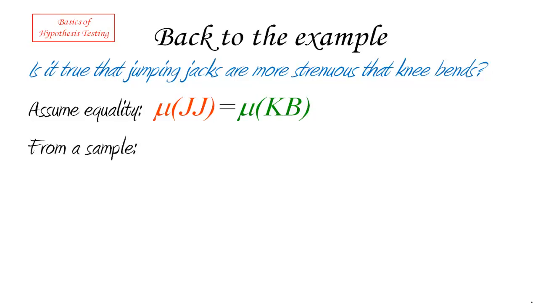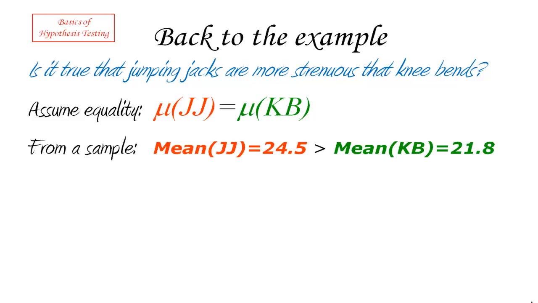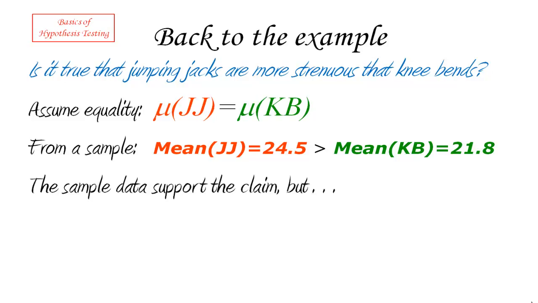Then we're going to collect a sample. Let's say we collected a sample and we found these pieces of information. We find that in the sample that did jumping jacks, the mean heart rate was 24.5. In the sample that did the knee bends, the mean heart rate was 21.8. We can see that in the sample, the mean heart rate for the jumping jack is indeed higher than the one for knee bends. So the sample data support the claim that in fact jumping jacks are more strenuous, so they go against the assumption of equality.